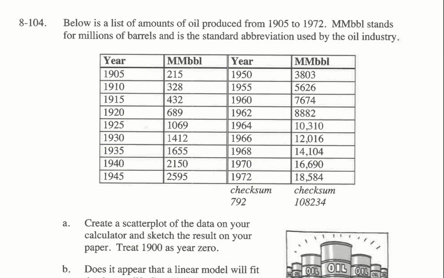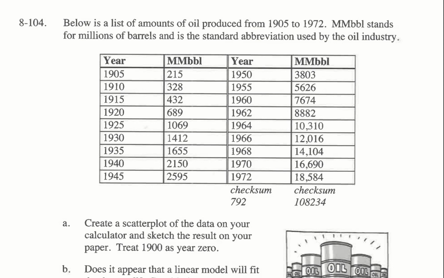Below is a list of amounts of oil produced from 1905 to 1972. MMBBL stands for millions of barrels and is the standard abbreviation used in the oil industry. So you can see we start at 1905 and we go all the way up to 1972. It says create a scatter plot of the data on your calculator and sketch the results on your paper.